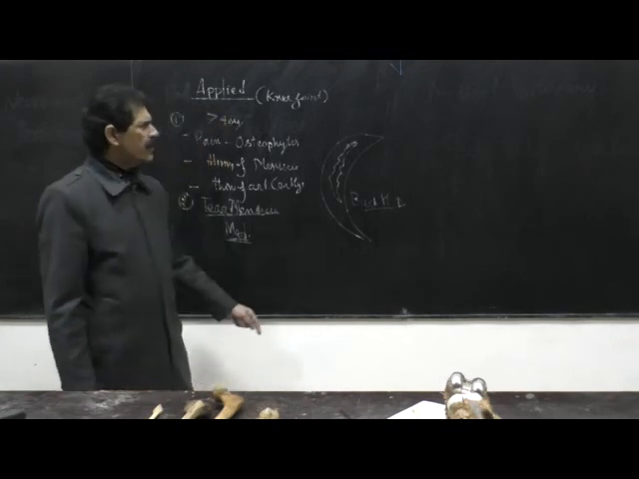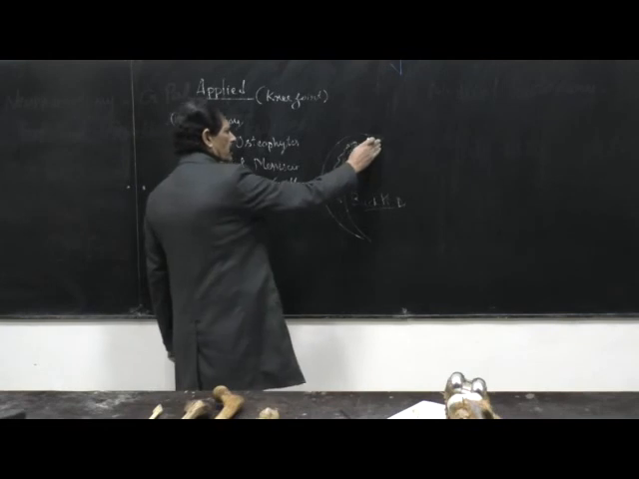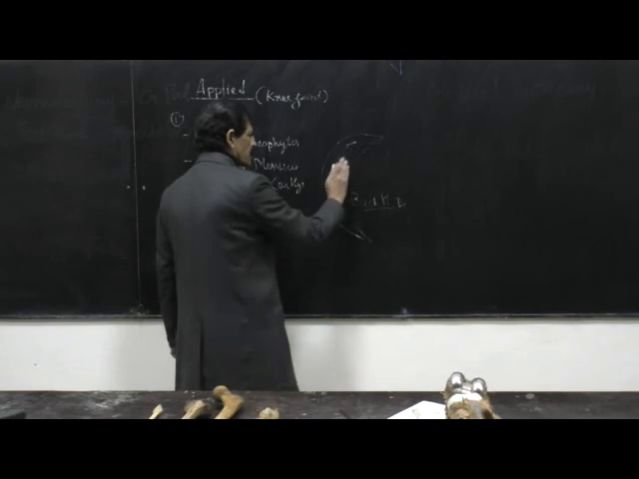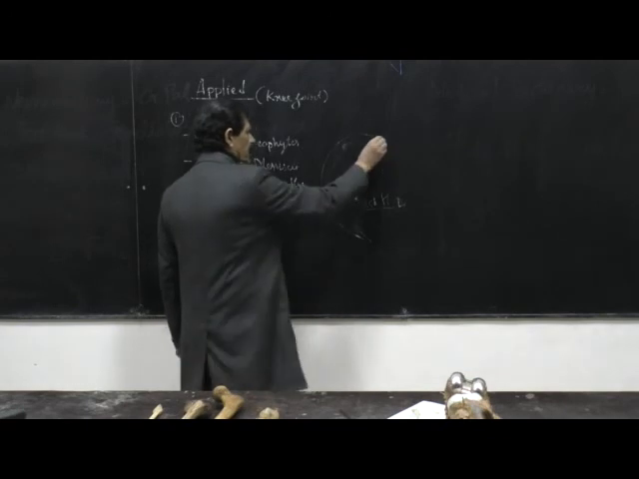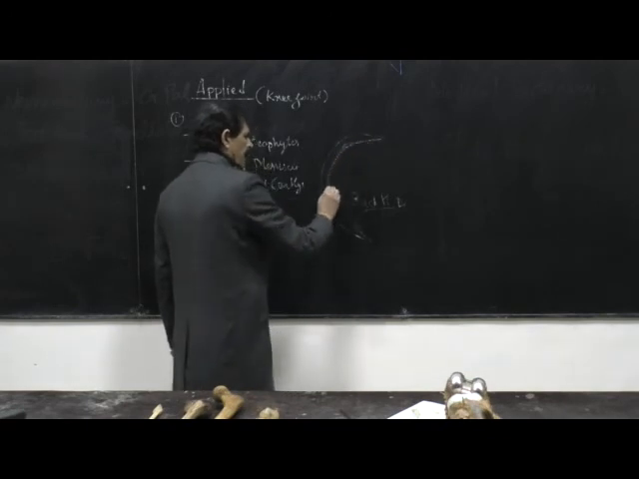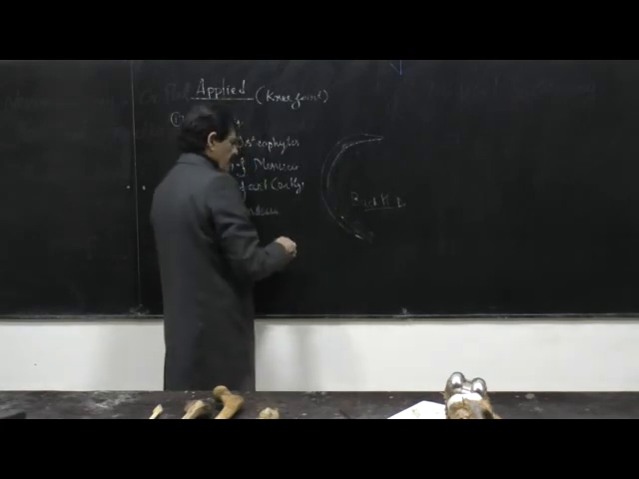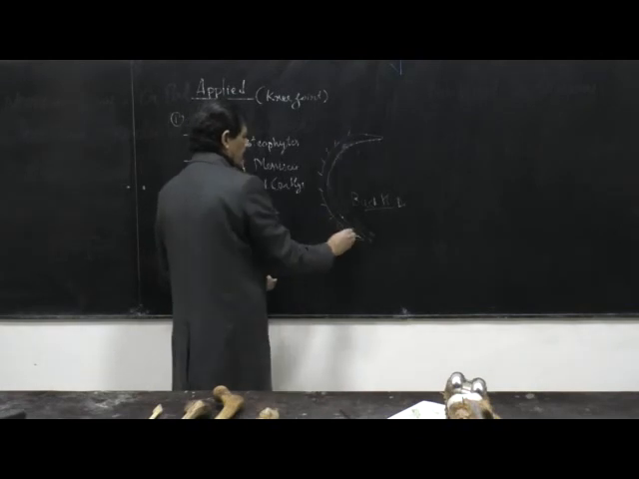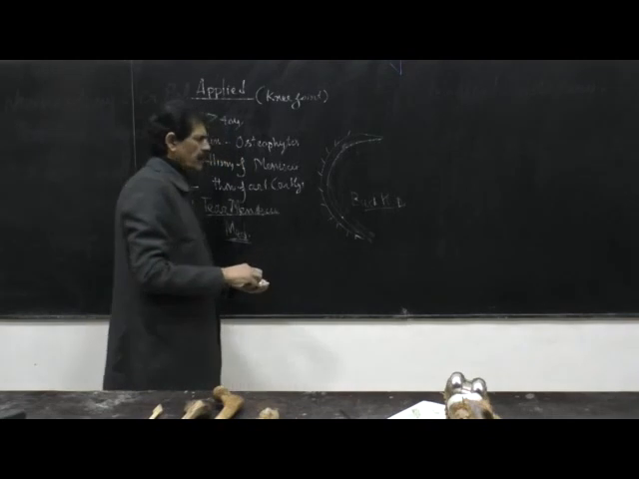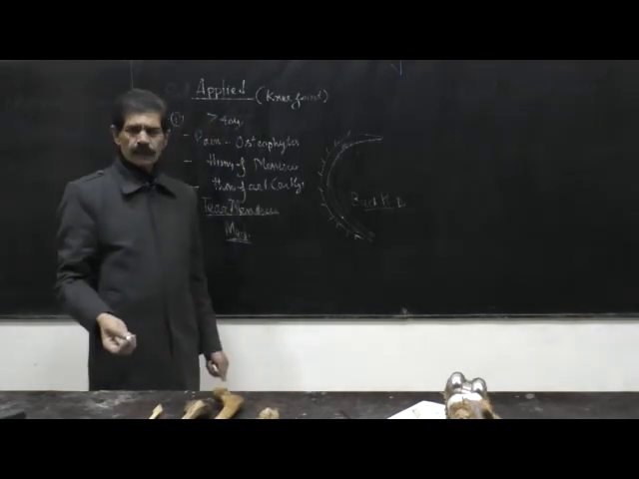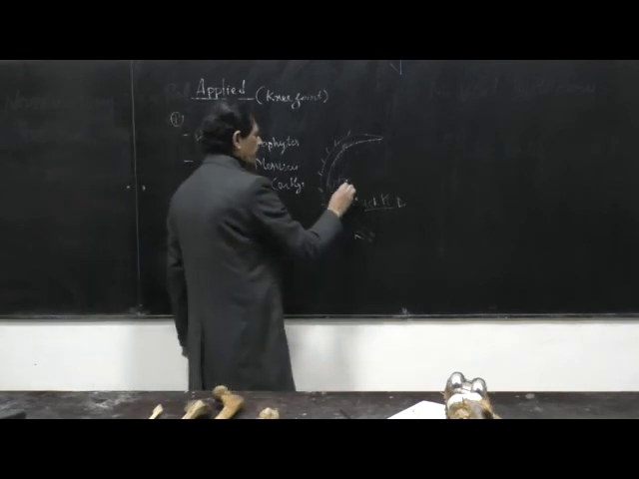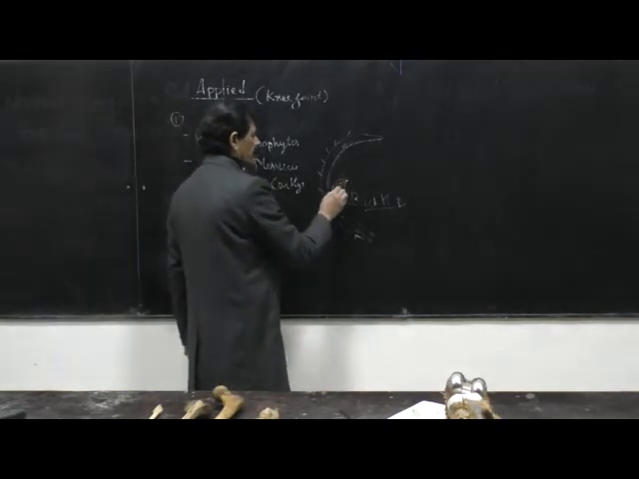So in this case, we do the surgical operation, and we remove the medial part of the meniscus, but we keep the lateral part of the meniscus as such. As we know, the blood supply of the meniscus is from the periphery, so it regenerates and becomes normal.